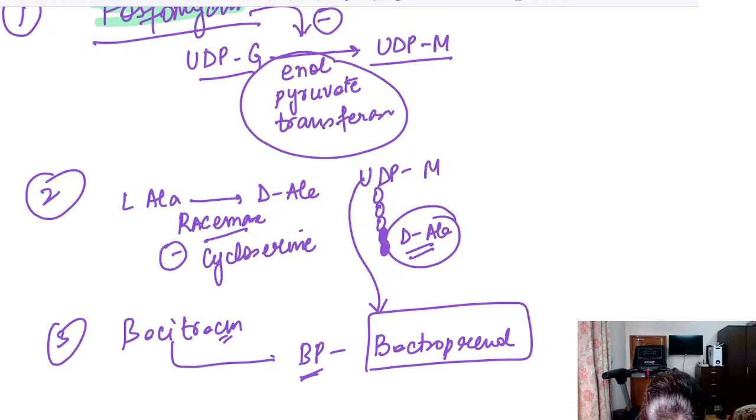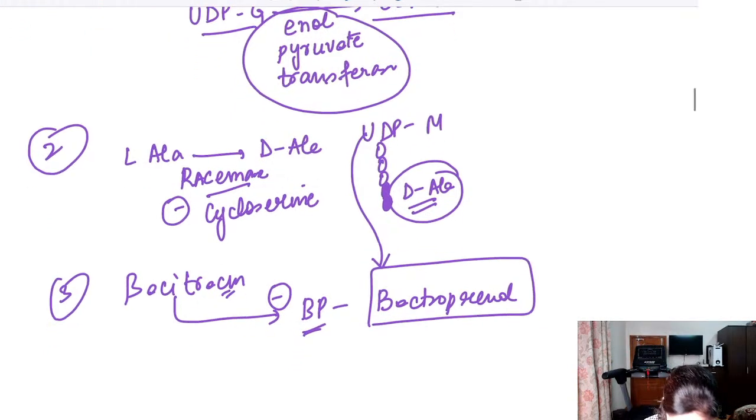So bacitracin basically inhibits this bactoprenol. It will not allow the flipping of this whole complex outside. Therefore, the cell wall is not going to be synthesized. So that is the third step which is affected by bacitracin.